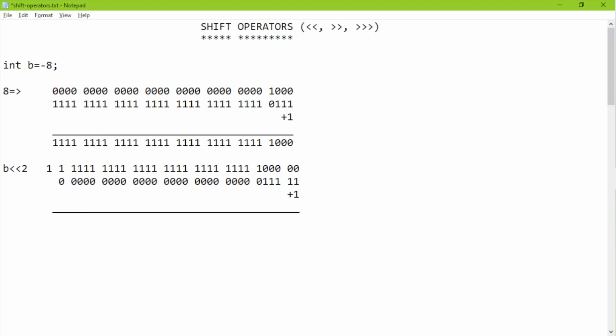So 1 plus 1 is 10, remainder 1. So we have to add that one with this 1. 1 plus 1 is 10, so we are keeping 0 here. And 1 plus 1 is 0, again remainder 1. 1 plus 1 is 0, remainder 1. 1 plus 1 is 0, remainder 1, and 1 will come. Correct. So the rest of the zeros will come as it is.